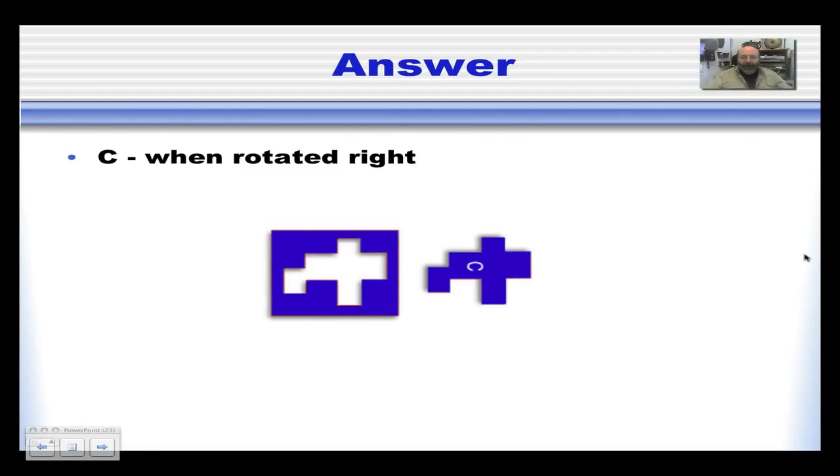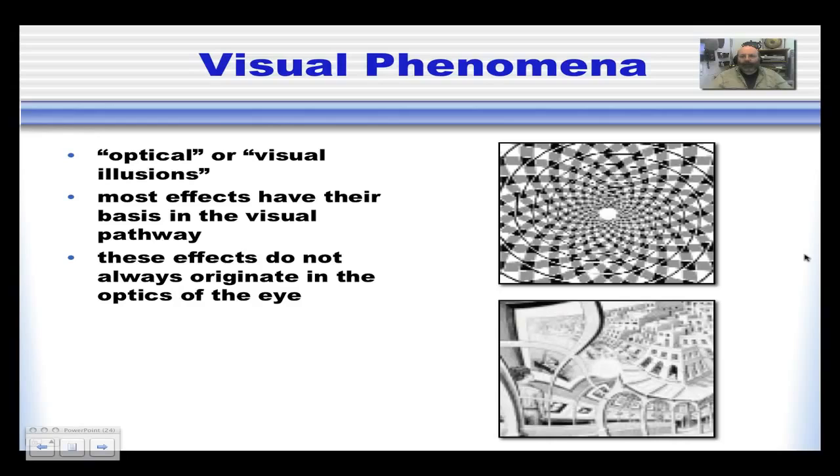But again, if I can't mentally rotate that shape by just looking at it, it makes this task much harder to do. Okay, now there's all kinds of visual phenomena that you can look at. Optical or visual illusions, we usually refer to them as. Now, most effects have their basis in the visual pathway. So depending on the type of optical illusion you're looking at, it may not actually be taking place in your eyes, and it may not be taking place in your occipital lobe, but also along the visual pathway on its way to the occipital lobe. Again, it's going to depend on the type of effect that you're actually looking at. These effects don't always originate in the optic of the eye, though. Some do, but not all of them do.